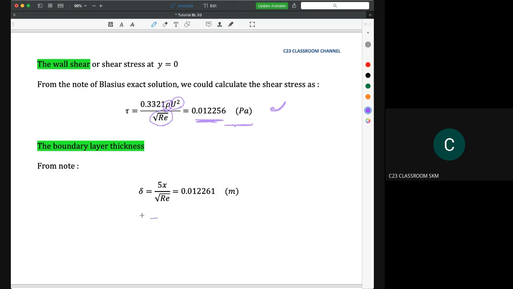And then we need to calculate the boundary layer thickness because we don't have any velocity profile. So we could use the equation from Blasius exact solution. So delta is equal to 5x over square root Reynolds number. If we substitute the value, the x here is equal to 2 meters according to the question, and the Reynolds number is given in the previous page here. So we substitute in the equation, and we could get 0.012261 meter. Please make sure that you write the unit for your answer.